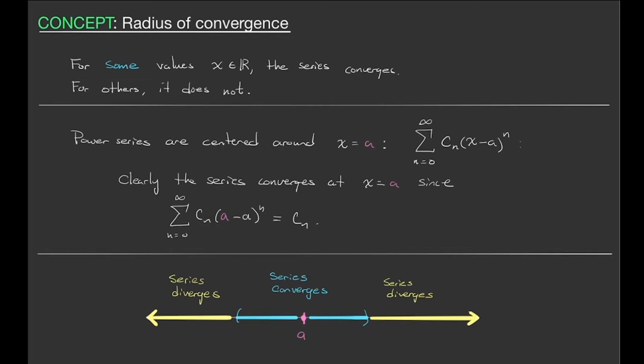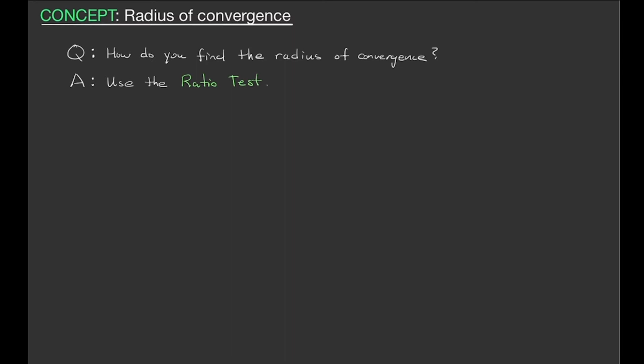Now, this distance from A to the edge, where it goes from converging to diverging, that is what's called the radius of convergence. And it does end up being symmetric. So we can go the same distance to the right, same distance to the left. Now the question is, how do you find the radius of convergence? The answer to this is using the ratio test, also something that you would have seen in calculus 2.